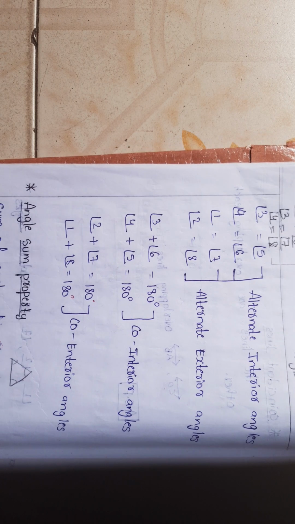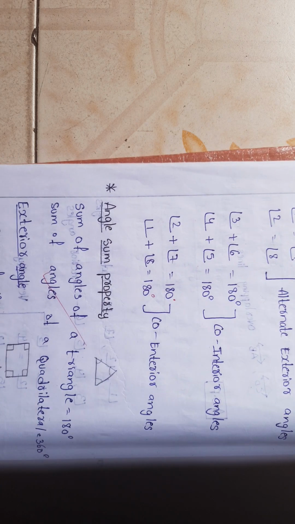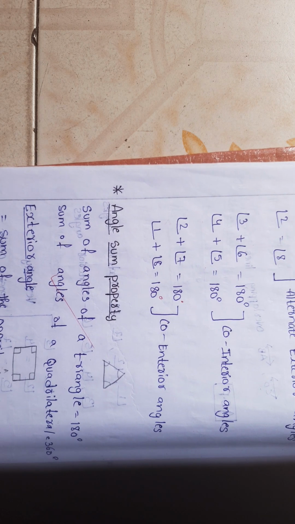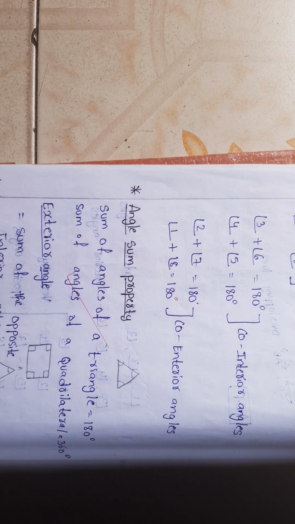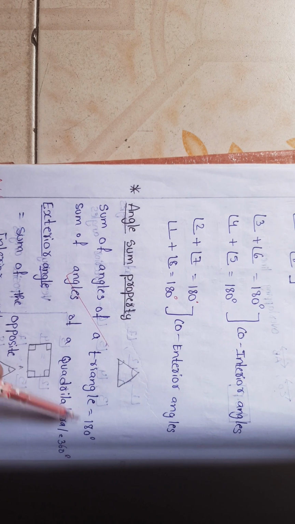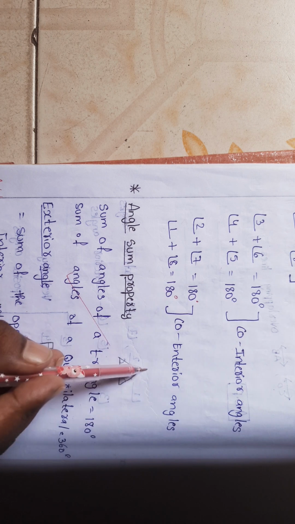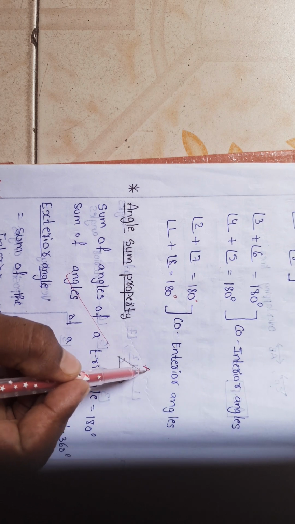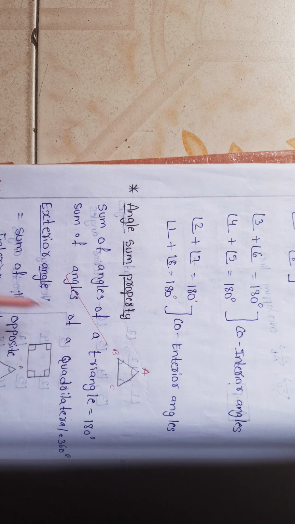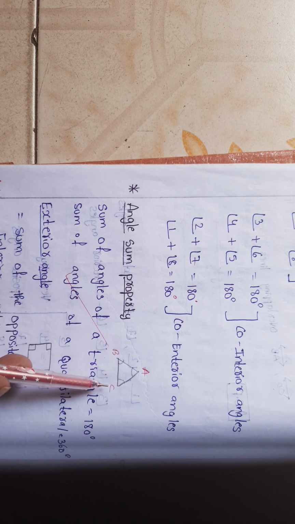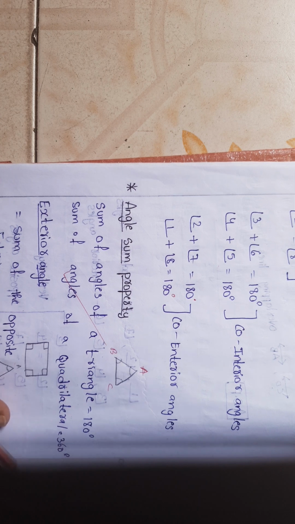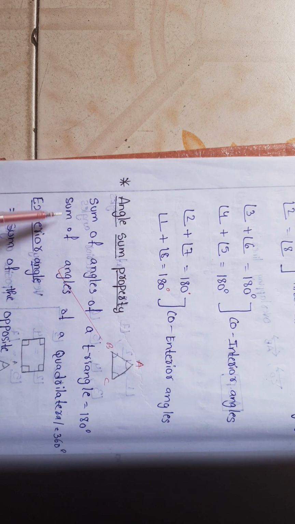Another important concept is the angle sum property, observed in two places. The sum of the angles of a triangle is equal to 180 degrees. In triangle ABC, angle A plus angle B plus angle C is equal to 180 degrees. Angle sum property in a quadrilateral means it has 4 sides, and the sum of the angles of a quadrilateral is 360 degrees.